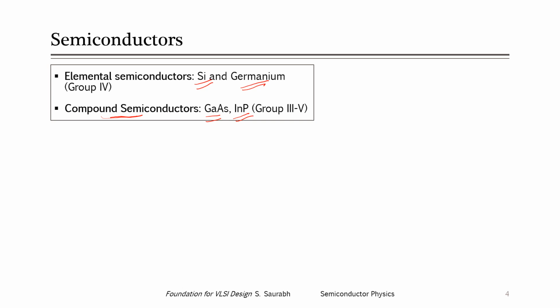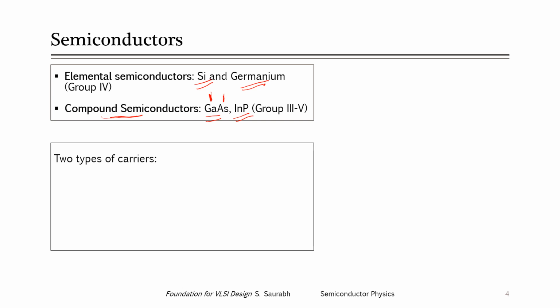Why? Because in this material, for example gallium arsenide, the first one is of group 3 in the periodic table, and the second, that is arsenic, is group 5 in the periodic table, right? So these are compound semiconductors which are known as group 3-5 semiconductors. And there are many other semiconductor materials which are used and are in research for application in integrated circuits.